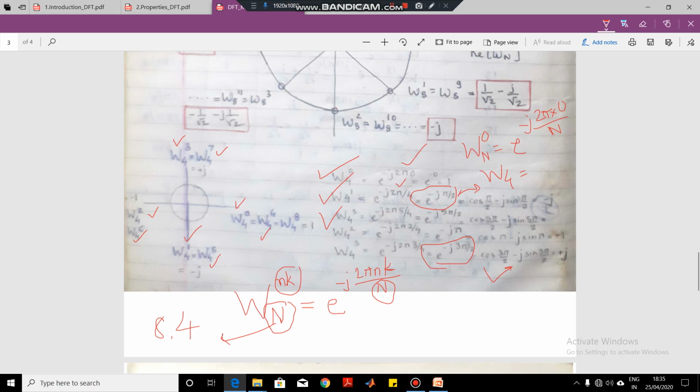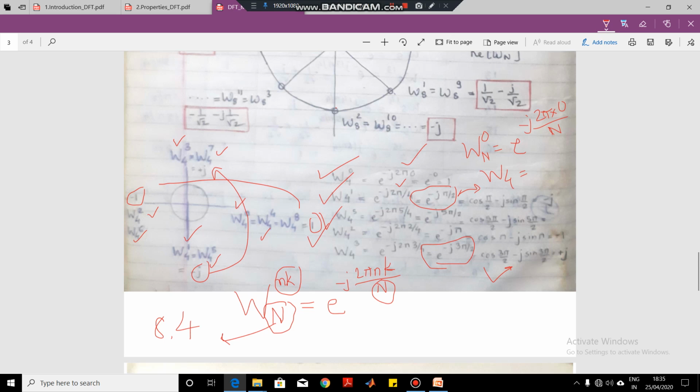If you compute these values, you will get 1, minus j, minus 1. So you only need to compute two values. If you get one value, the opposite value will be minus 1 according to the symmetry property, and if you get minus j, the opposite value will be plus j because of the symmetry property. So the symmetry property makes it easy to compute the values of the other twiddle factors.